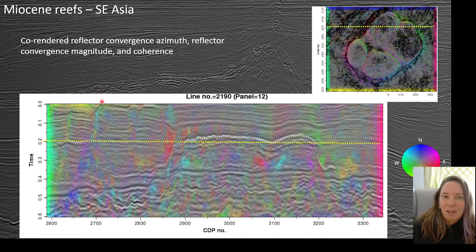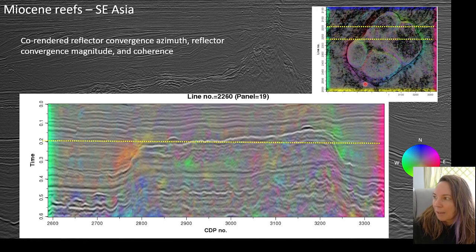And then this is another image of that same reef. So at 200 milliseconds, in this case, it's a co-rendering of the reflector convergence azimuth, the reflector convergence magnitude, and then coherence again. And you can see how you could pick up a lot of variation. Really, I feel like this image almost looks like it's in 3D, but you're really picking up a lot of detail. And then moving over a little bit more, so up here, again, we can see where the reflectors converge in the direction to the west, the direction to the east. So you're picking up some of that internal structure in the vertical section now.